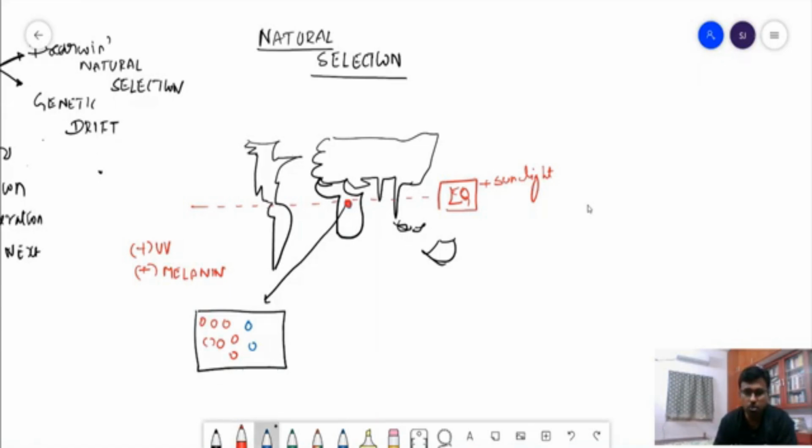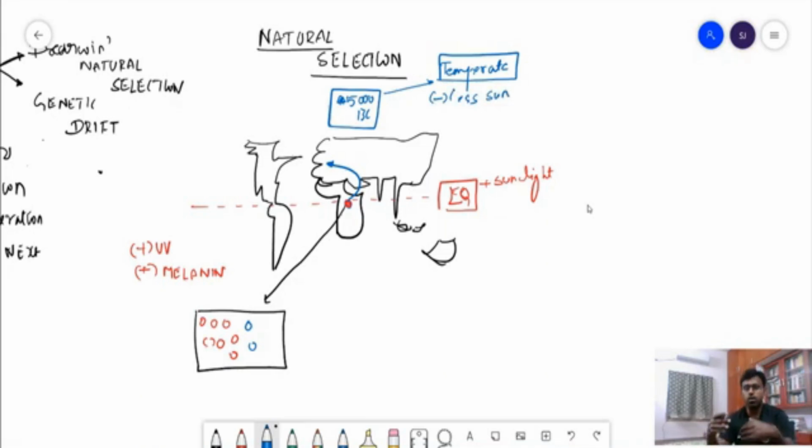But this is the case at the equator. You should also know that there was a migration around 45,000 BC, called the Upper Paleolithic, which comes in your syllabus. In this period, human beings migrated to a place called the temperate region. And you should know in geography that the temperate region has very little sunlight.